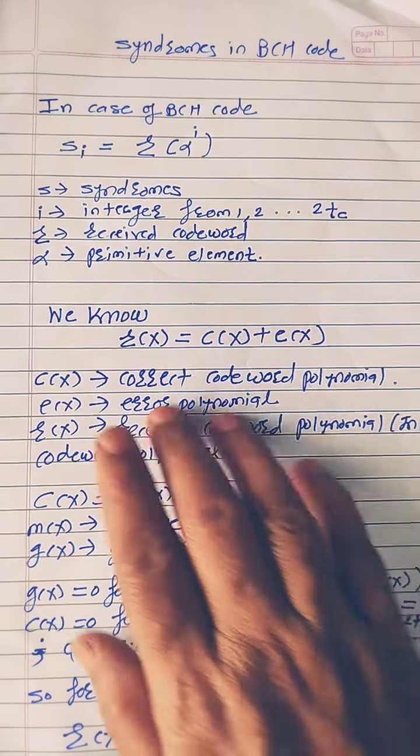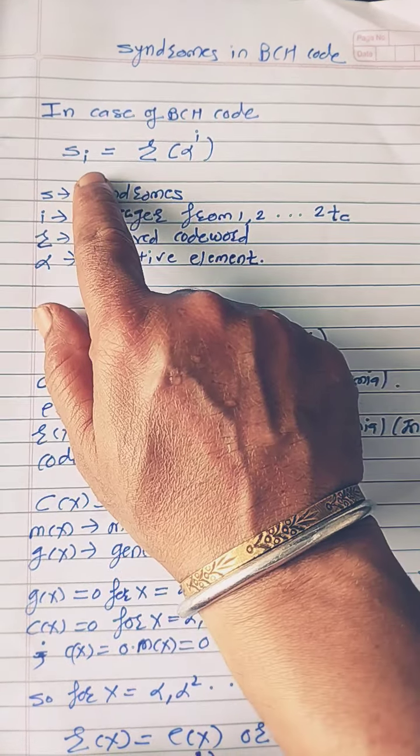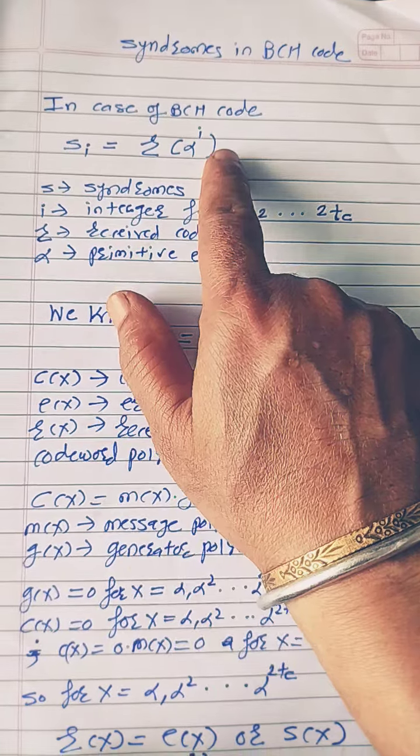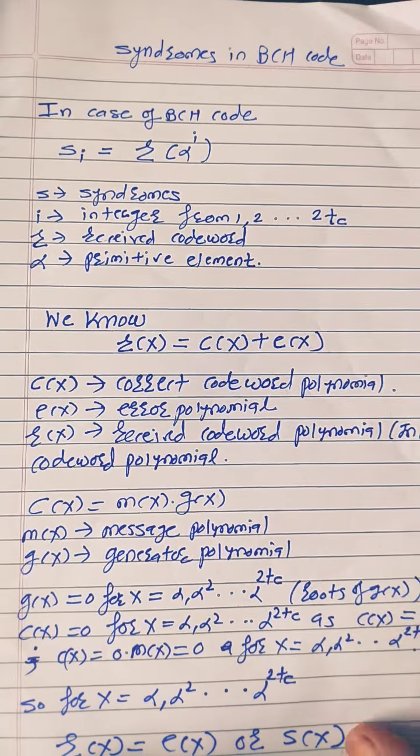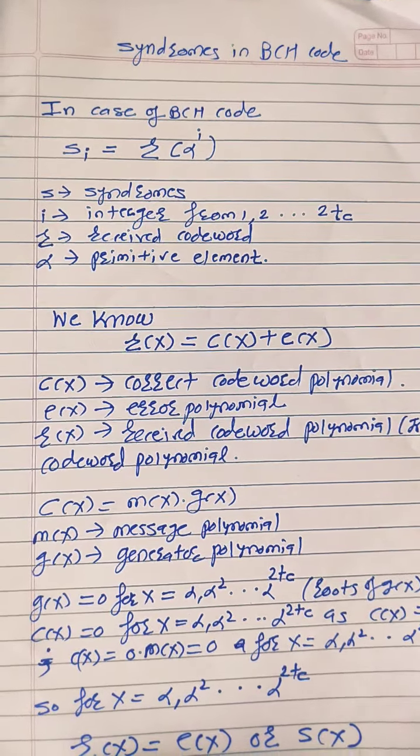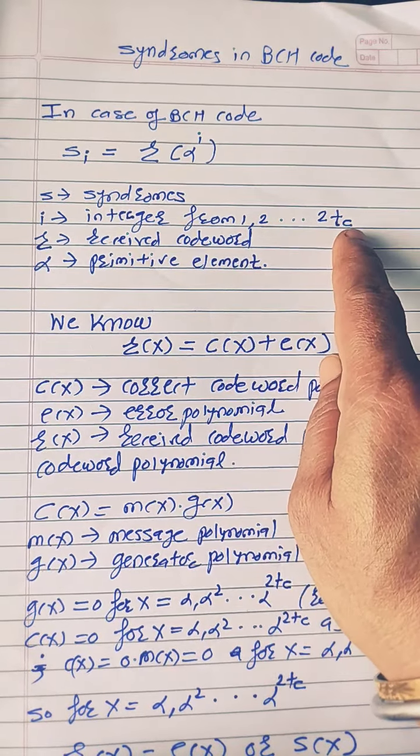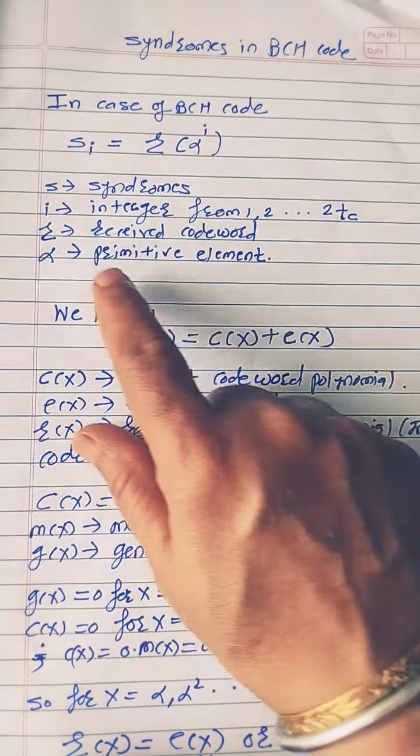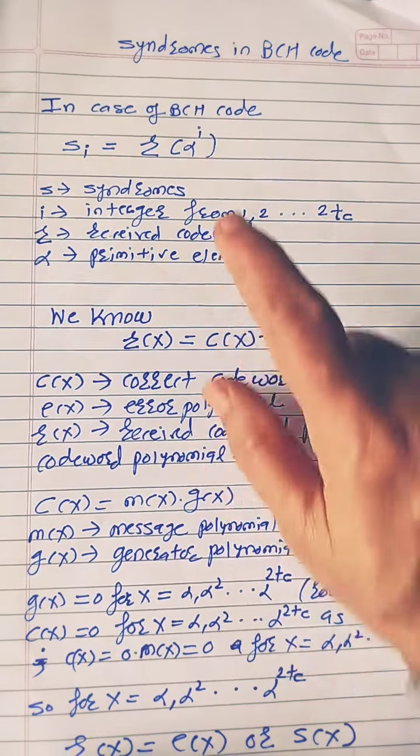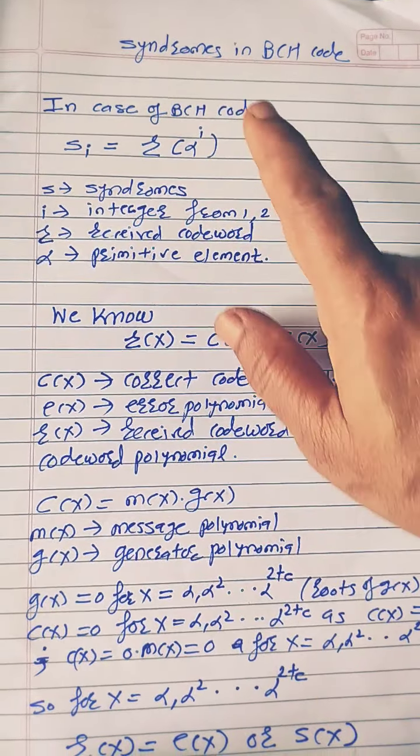In case of BCH code we use S_i equal to R(alpha^i). So in this video we will see how that equation comes. S is syndromes, i is an integer from 1 up to 2t_c, R is the received code word, and alpha is the primitive element. So how does this equation come?